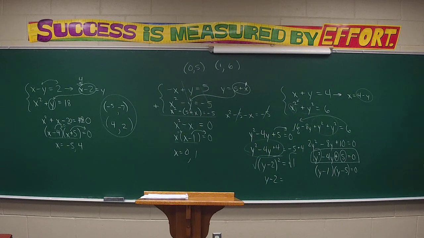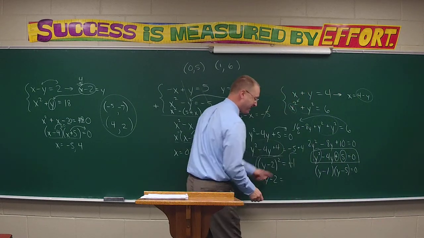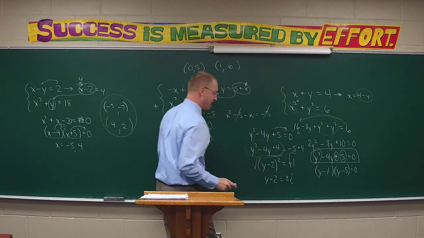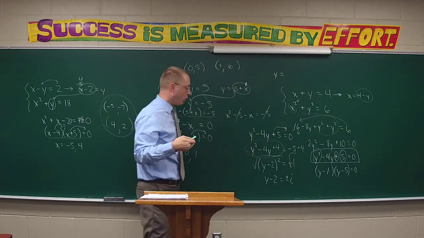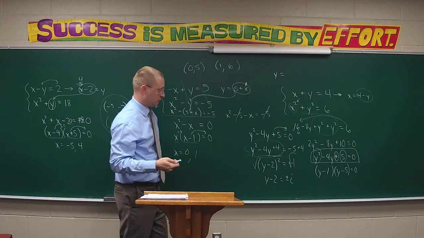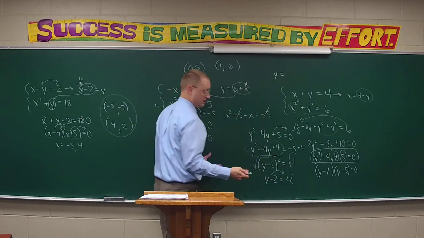Yeah, this is positive negative i. Sorry, my negative kind of got covered up by the radical sign, but positive negative i. So what are my two y values? What are my two ordinates, class?